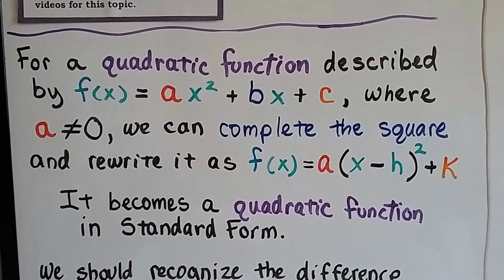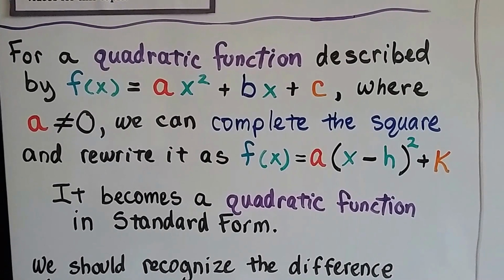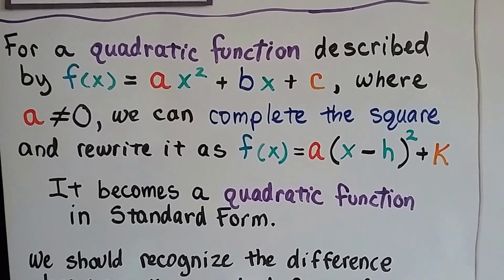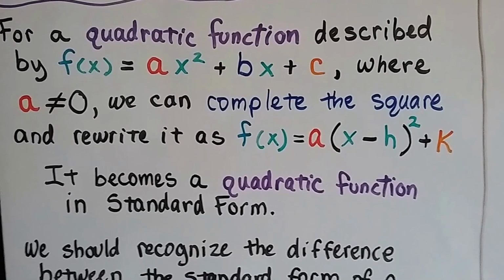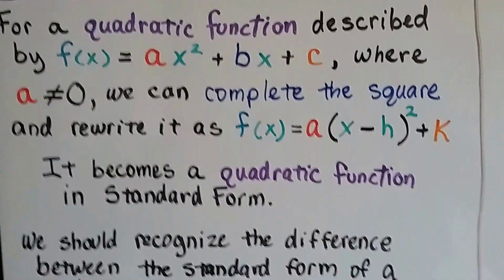where a doesn't equal 0, we can complete the square and rewrite it as f(x) = a(x - h)² + k. It becomes a quadratic function in standard form. That's what this second one is. It's a quadratic function in standard form.